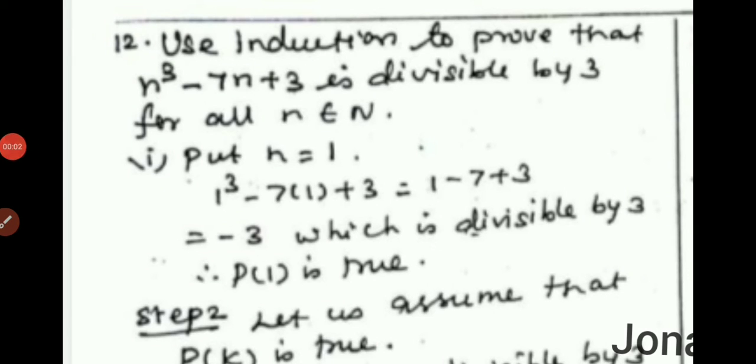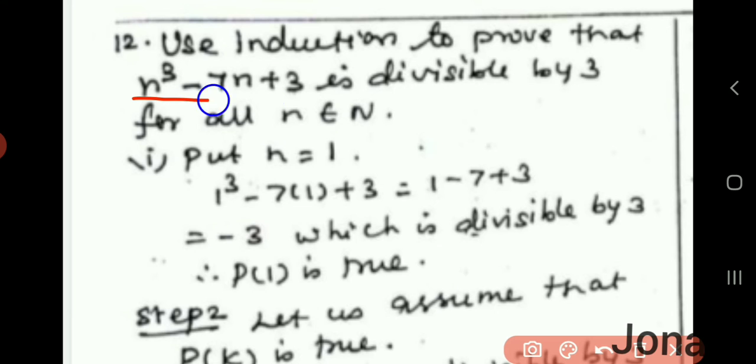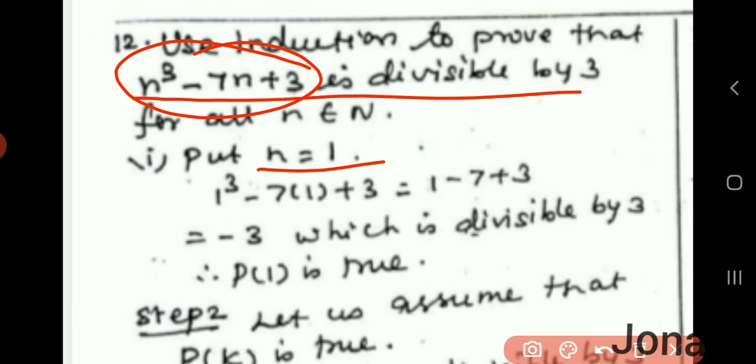12th sum. Use induction to prove that n cube minus 7n plus 3 is divisible by 3 for all n belongs to N. The first step: we have to keep P of n. So P of n is nothing but n cube minus 7n plus 3 is divisible by 3. The next step is put n equal to 1. In the place of n we have to substitute 1. Therefore we have 1 cube minus 7 into 1 plus 3. The simplification of this one is minus 3, which is also divisible by 3. Therefore we conclude P of 1 is true.